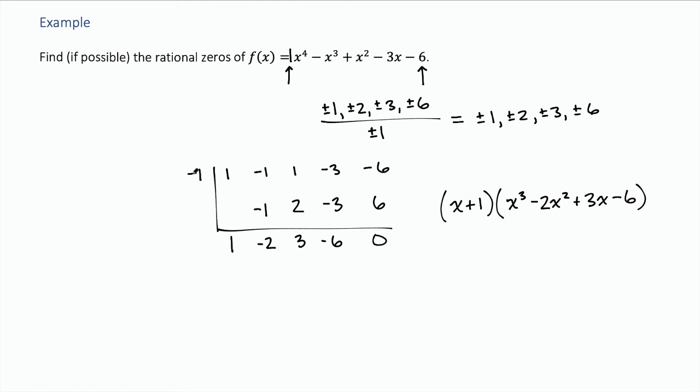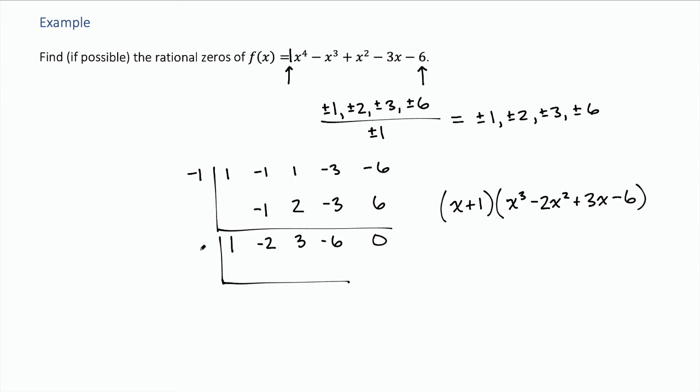Now, when a number works as a 0, it might actually work again. It might have a higher multiplicity. And so I'm going to check it until it stops working. So negative 1, we'll work off of these numbers here. Bring the 1 down. 1 times negative 1 is negative 1. Negative 2 plus negative 1 is negative 3. Negative 3 times negative 1 is 3. And 3 plus 3 is 6. And 6 times negative 1 is negative 6. And if we add those, we get negative 12. So we didn't get a 0 here. That tells us that negative 1 doesn't work again. So it's not a 0 of multiplicity 2. It's just a 0 of multiplicity 1.